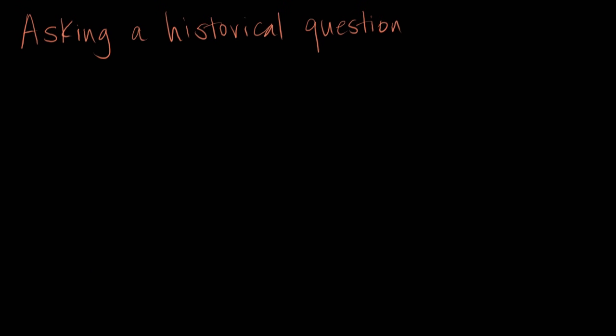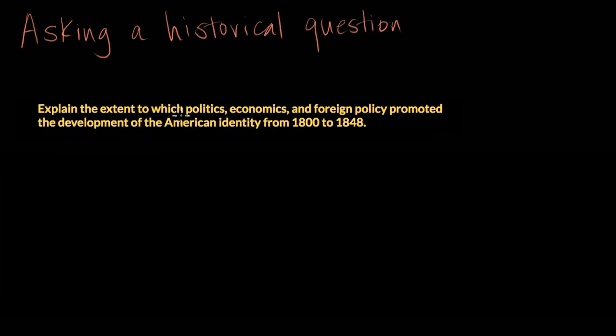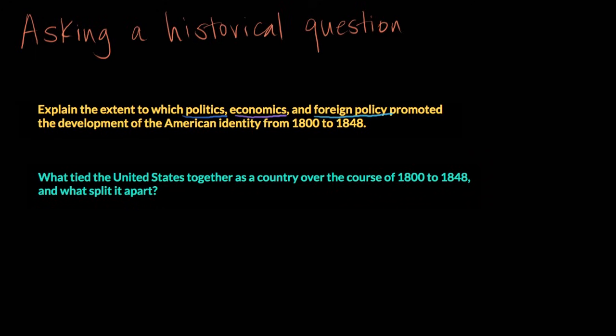What we're doing here really is asking a historical question. If you saw this on the AP exam, the question might look something like this. Explain the extent to which politics, economics, and foreign policy promoted the development of the American identity from 1800 to 1848. Sounds pretty fancy schmancy. But we can translate that to a simpler question. What tied the United States together as a country over the course of 1800 to 1848, and what split it apart?